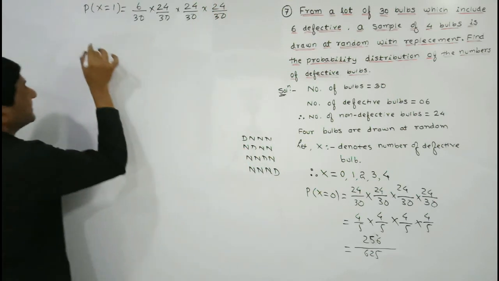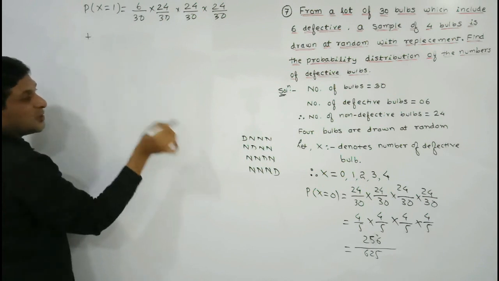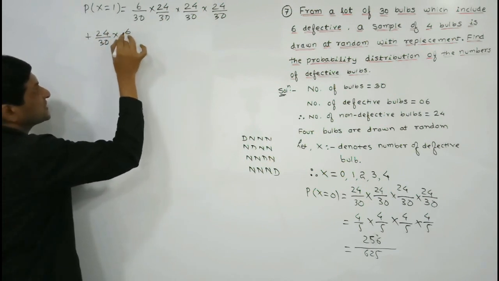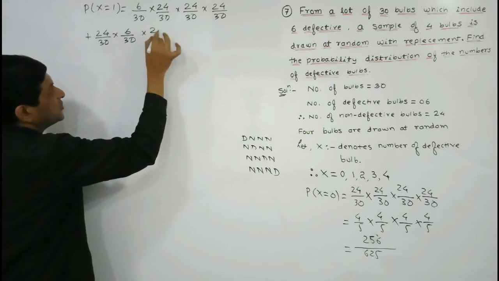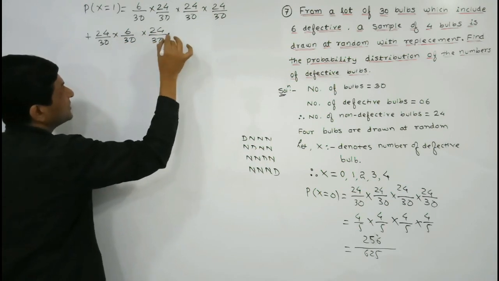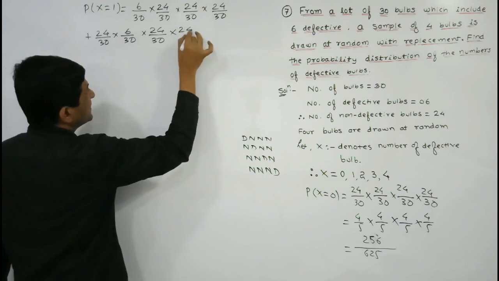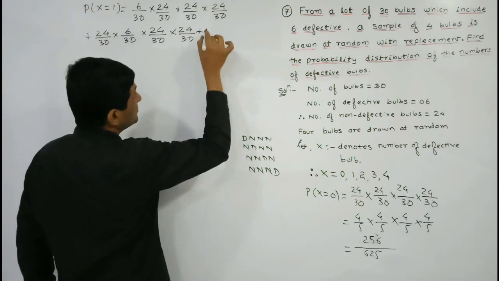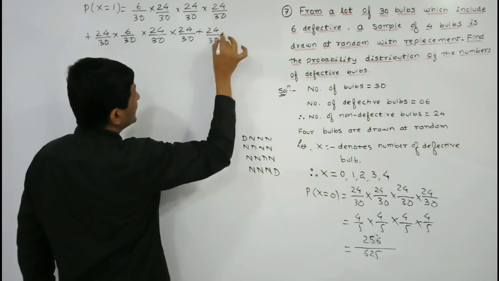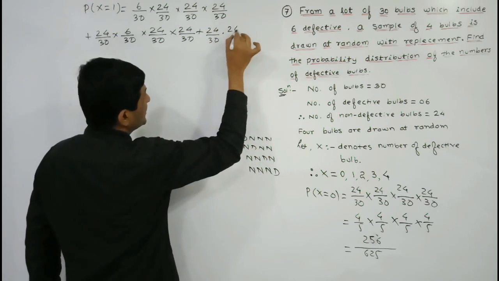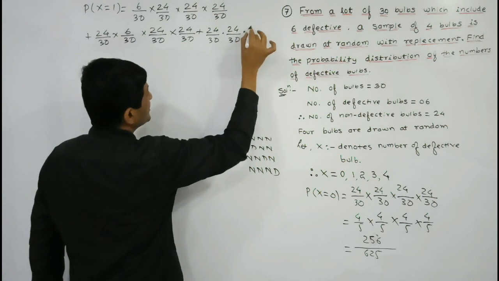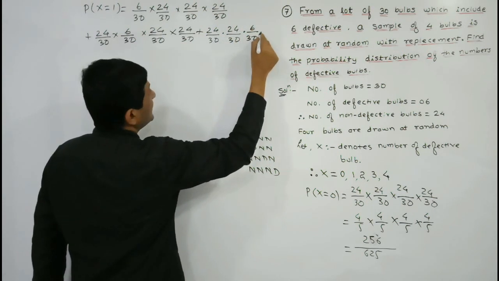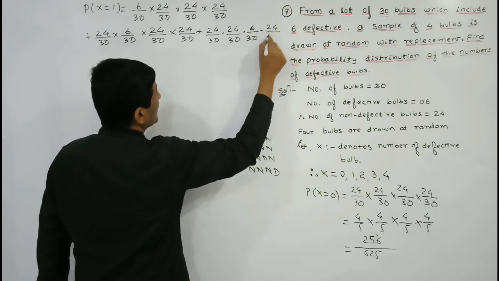और सेकेंड केस में क्या होगा, अगेन नॉन डिफेक्टिव मीन्स इट्स प्रोबेबिलिटी इज 24 अपॉन 30 एंड डिफेक्टिव मीन्स 6 अपॉन 30 एंड अगेन नॉन डिफेक्टिव मीन्स 24 अपॉन 30, अगेन नॉन डिफेक्टिव मीन्स 24 अपॉन 30 प्लस now non-defective means 24 upon 30 into again non-defective means 24 upon 30, defective means its probability is 6 by 30 and non-defective means 24 upon 30.